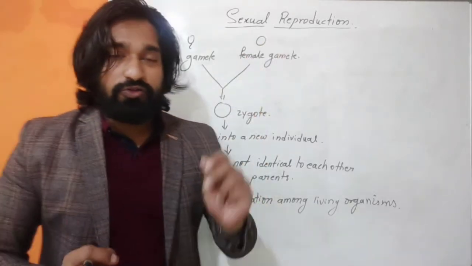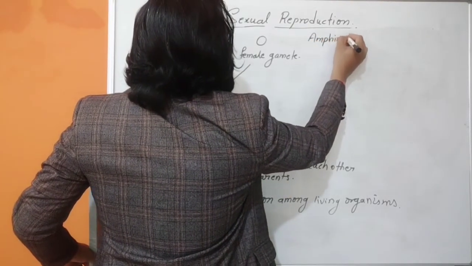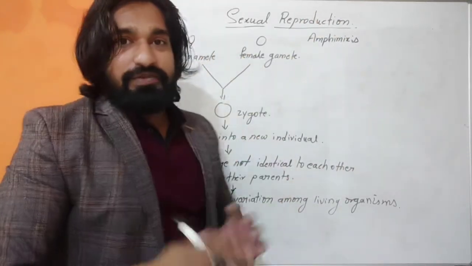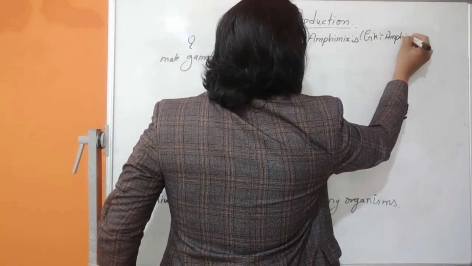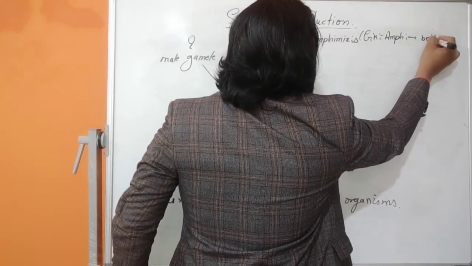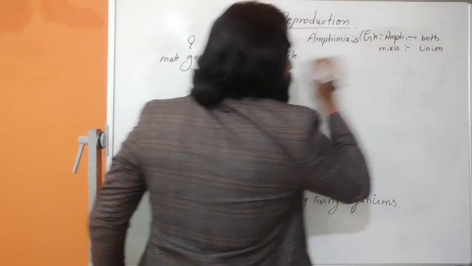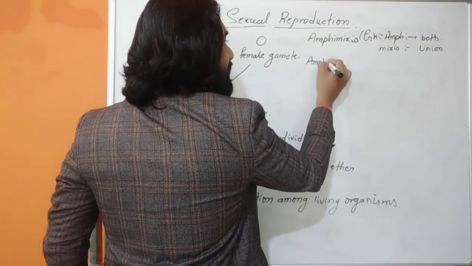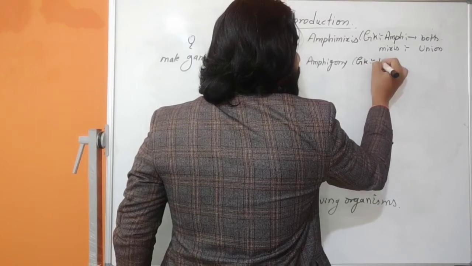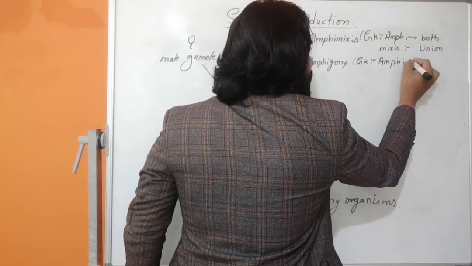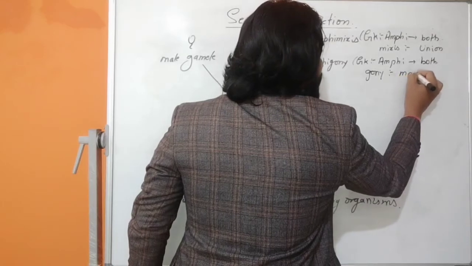Here the sexual reproduction is also known by three other terms. So what are those terms? So first one is amphimixis. Here this term is derived from the Greek language, where in Greek amphi means both, whereas mixis means union. One more term for sexual reproduction is almost similar, that is amphigony. This term is also derived from the Greek language, where in Greek amphi means, already I have written here, amphi means both, whereas goni means here marriage.